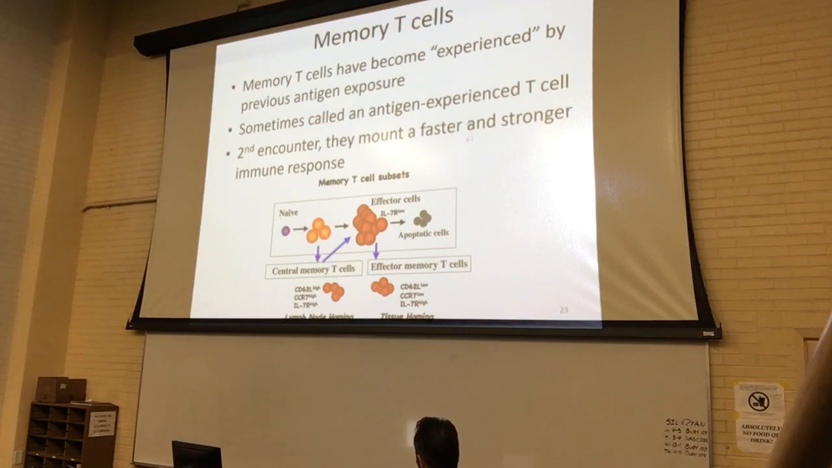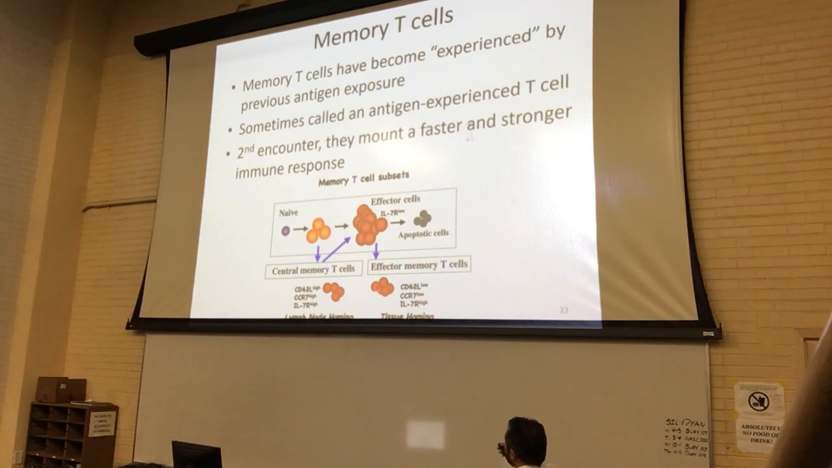So the central memory cells that stay in the lymph node have these clusters of differentiation called 62L. So they express CD62L. This is a CCR membrane receptor 7, and then they make interleukin 7 receptor. So these central memory T cells come from an activated T cell that was a naive cell. They stay in the lymph node. The effector T cells become the effector memory cells, and they go out into tissue homing.